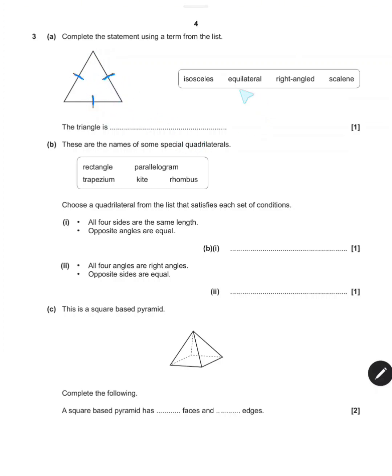Question 3, we're looking at a triangle and we've got these special marks, and these special marks mean all sides are the same. That is an equilateral triangle. Part B, we've got some names of special quadrilaterals. Quadrilaterals, just 4-sided shapes. It says choose a quadrilateral from the list that satisfies each of these. So I want all 4 sides the same and opposite angles equal.